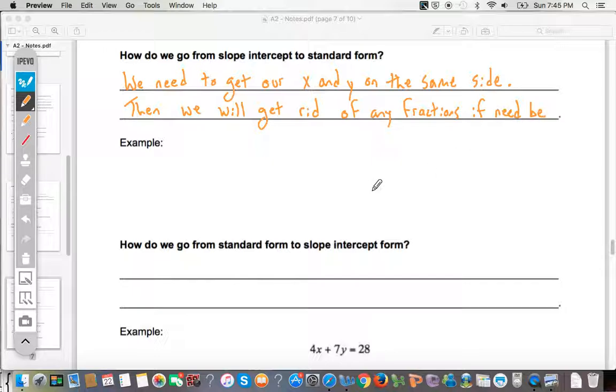Okay, so for an example, let's do the one we just did. So we had y equals 9x minus 5. Okay, so I need it in the form ax plus by equals c. So I'm going to move this 9x over here. So I'll subtract 9x and subtract 9x. So these cancel right here. So I'm left with negative 9x plus y equals negative 5.